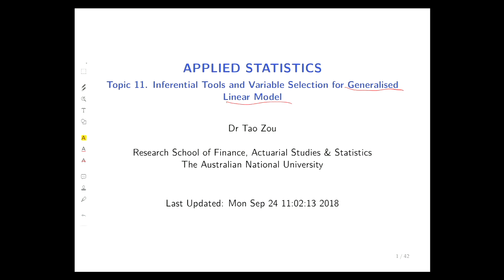For instance, in topic 12, it's about the multi-category response regression model. So it's a direct generalization of the two-category response regression, which is our logistic regression model. And also those inferential tools can be applied in the binomial count regression and also Poisson count regression model. So that means those inferential tools are developed very generally in this topic.